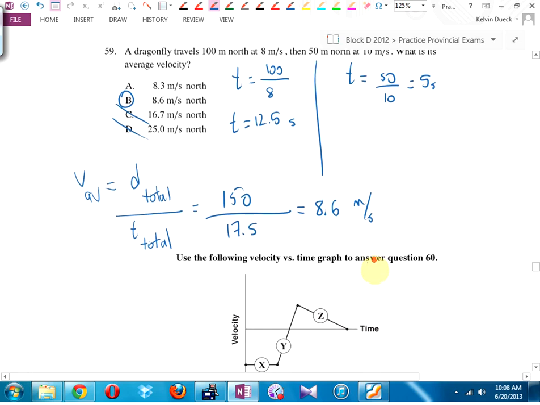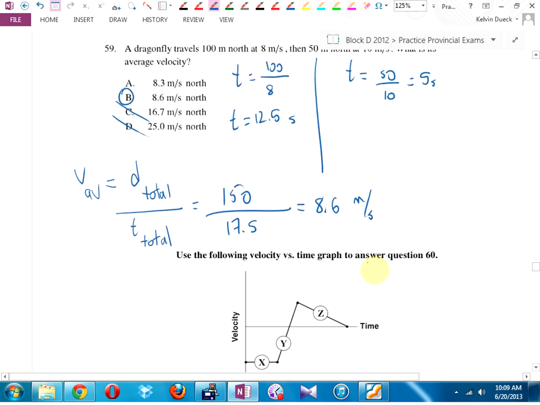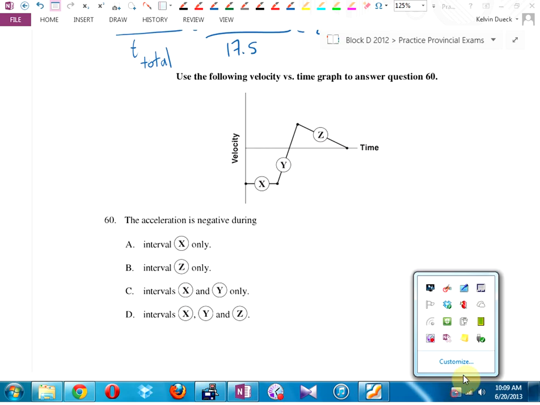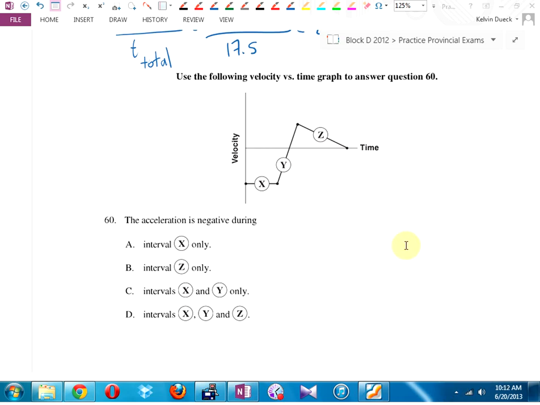Okay. Now we're moving into acceleration. This was the nasty velocity question, 59. Now we move on to acceleration, because now it's a velocity time graph, not a position time graph. What's the slope on a velocity time graph? Got your attention? Here we go. What's the slope on a velocity time graph? Okay, we're going to pause for 1 second. Hey, what's the slope on a velocity time graph? Acceleration, okay? So, number 60, the acceleration is negative during what? Z.